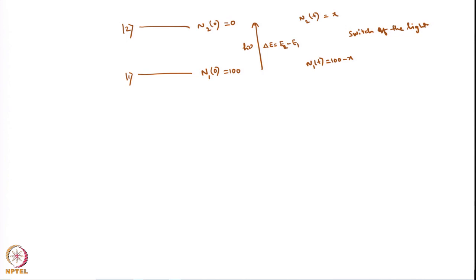Now, of course, the molecules will not be able to stay there in N2 for all the while, because thermodynamically N1 is the most stable state. So, the molecules must return to the N1 state. So, the kinetics of that will be minus dN2 by dt is going to be proportional to N2. And this is happening in the absence of any light. So, the proportionality constant must be equal to the A coefficient. So, that is A.